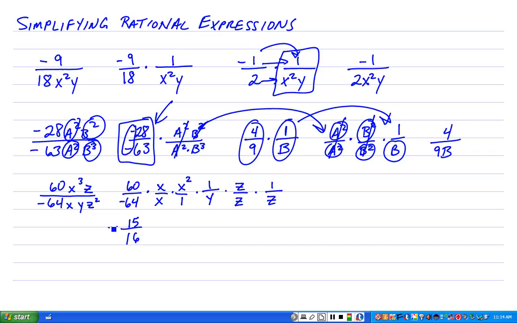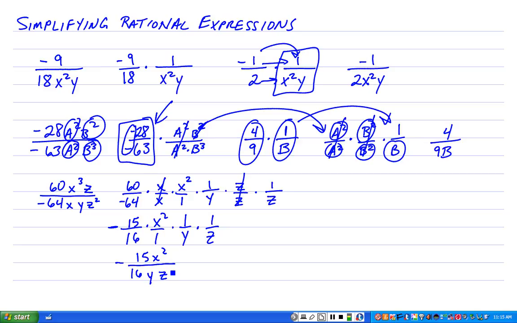Still negative. These x's cancel, leaving me x squared over 1. Alright. Still have my 1 over my y. These z's cancel, leaving me 1 over z. Okay. So when I bring it all together, negative 15 x squared over 16 y z. Okay. Alright, negative 15 x squared over 16 y z.